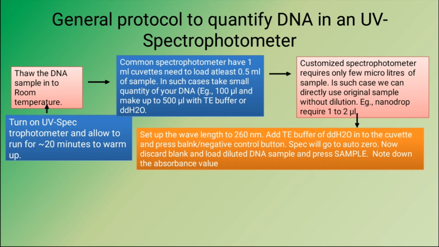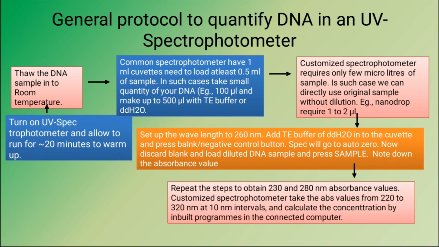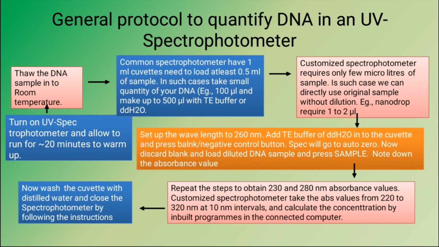Initially we set 260 nanometer and we get the absorbance value. Repeat the steps to get the absorbance values for 230 nanometer and 280 nanometer for qualitative analysis. Once we note down all the absorbance values, follow the vendor instructions and turn off the spectrophotometer, and perform the calculation to determine the concentration of the DNA sample and its quality.